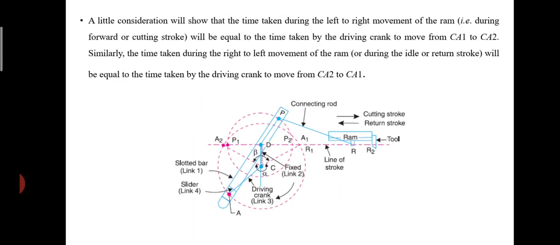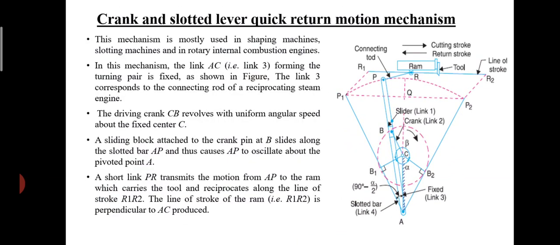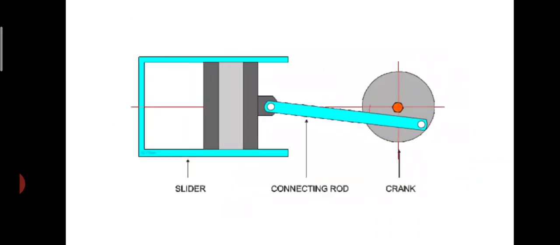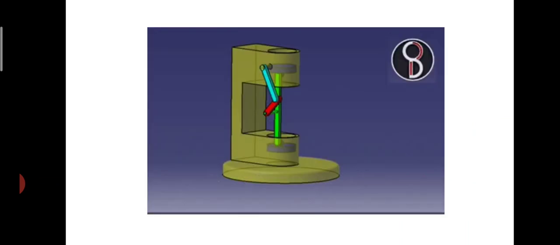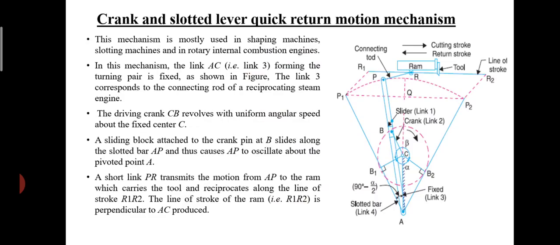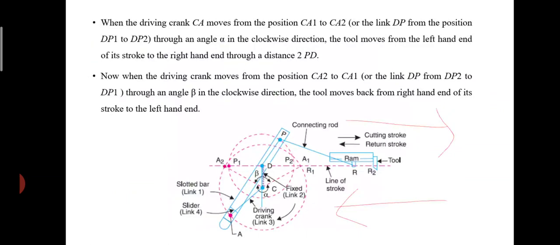So today we discussed five types of mechanisms. It means inversions of the single slider crank chain: pendulum pump or bull engine, oscillating cylinder engine, rotary internal combustion engine, crank and slotted lever quick return motion mechanism, and Whitworth quick return motion mechanism. Okay, I hope you got it well.